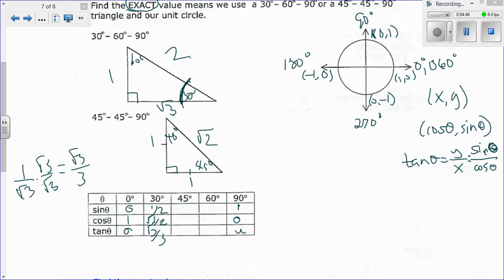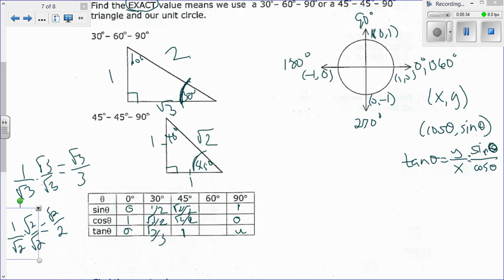For our 45, 45, 90 triangle, the sine is opposite over hypotenuse, so I'd get 1 over radical 2. We have the same issue here, so we get radical 2 over 2. For the cosine of 45, in the 45, 45, 90 triangle, it doesn't matter which angle you choose because they're both 45 degrees and you're going to get the same answer both ways. The cosine is adjacent over hypotenuse, which is 1 over radical 2, which we already discovered is radical 2 over 2. And the tangent is opposite over adjacent, so it's 1 over 1, so it's 1.